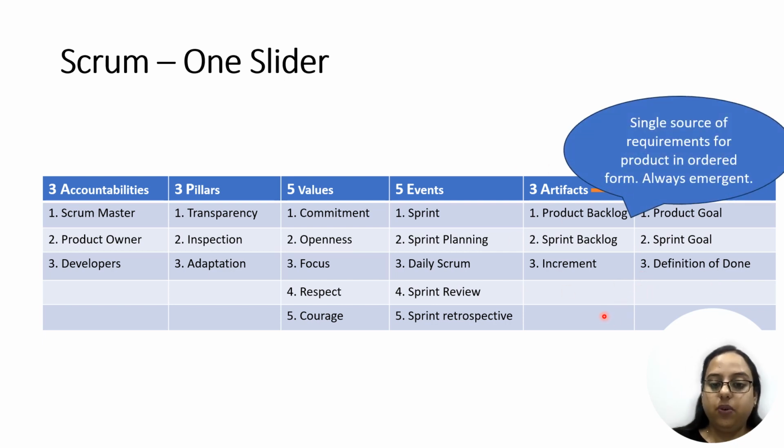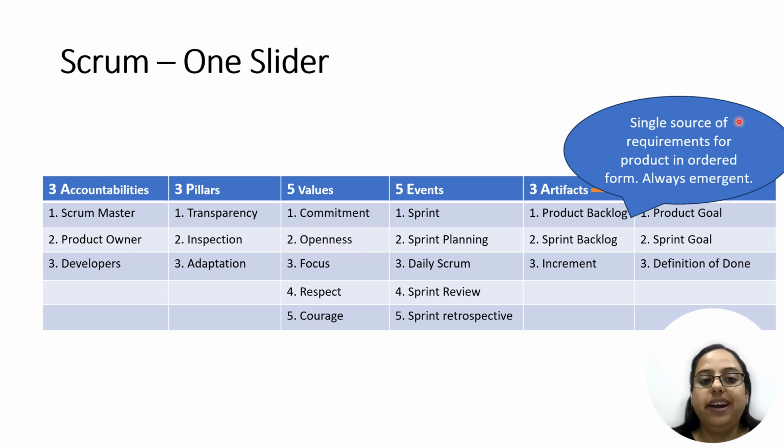The first is product backlog. Product backlog is the single source of requirements for the product in an ordered form, and it is always emergent. So here you need to focus on three things. First is that this is the single source of truth. Whatever needs to be built in the product, it should be present at the product backlog and nowhere else.